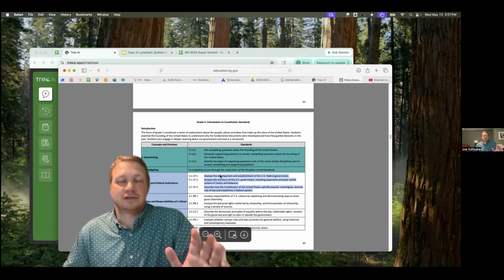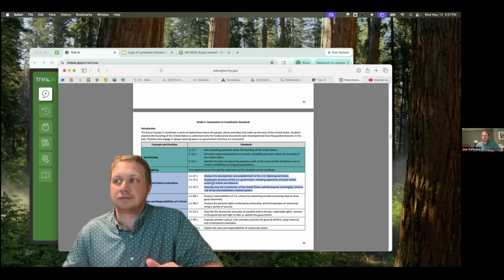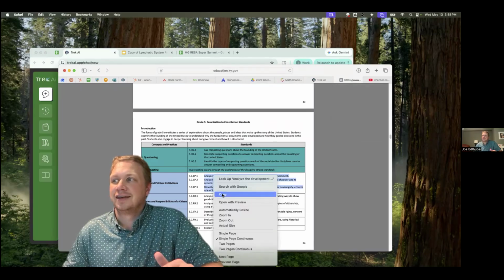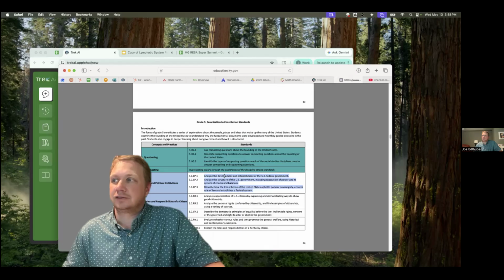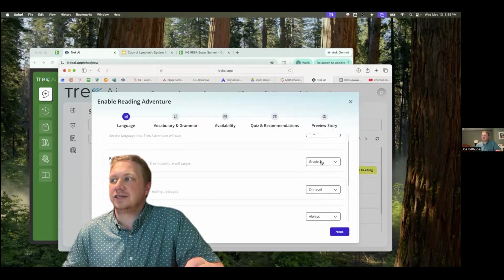And so I went to the Kentucky State Education website, fifth grade social studies, and just found some standards. It looks like analyzing how the federal government was set up. And I'm going to put those standards into Trek.